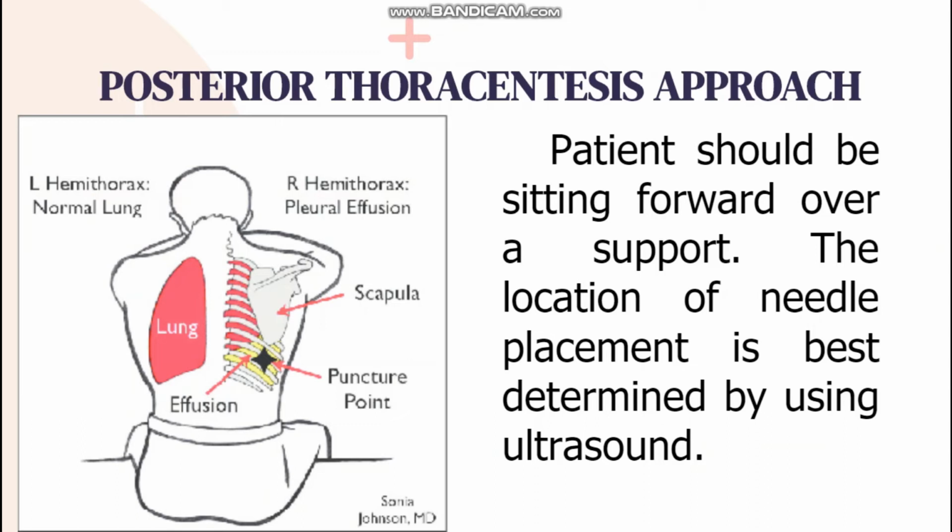There are two types of thoracentesis approach. The first one is the posterior thoracentesis approach. In this, the patient should be sitting forward over a support. The location of the needle placement is best determined by using ultrasound, and a typical puncture point is shown in the illustration.